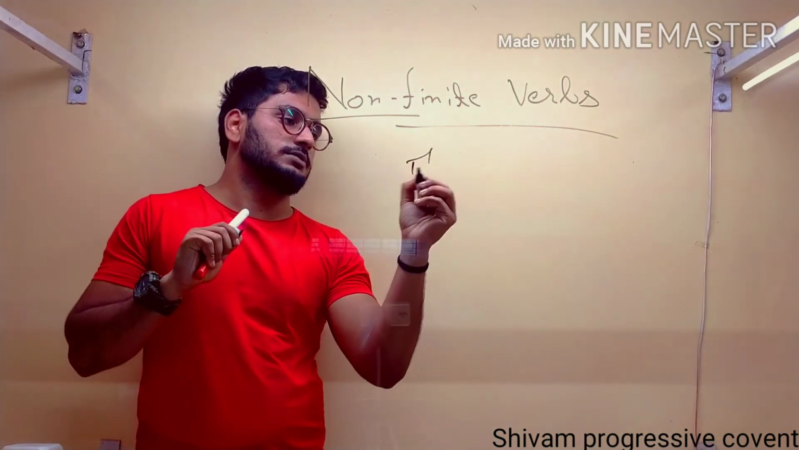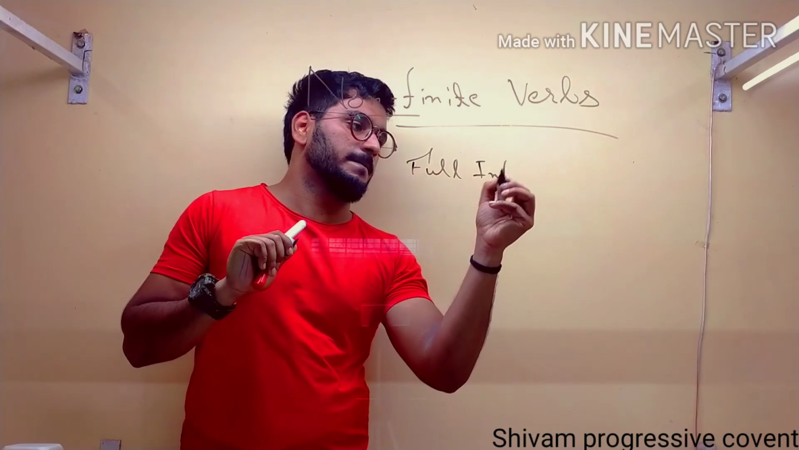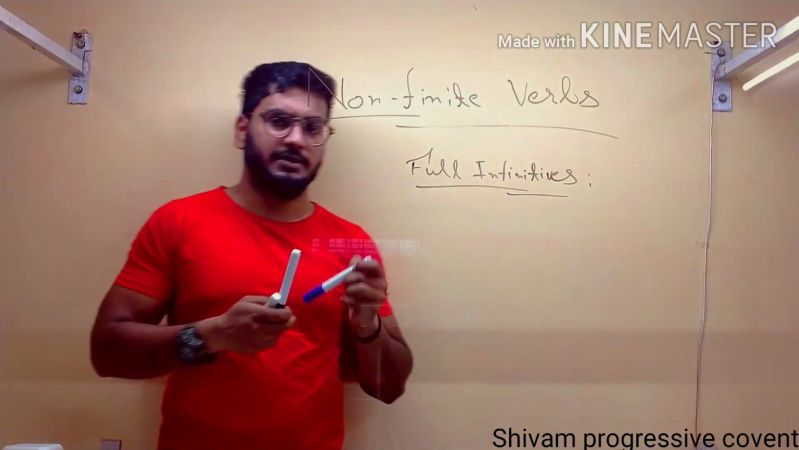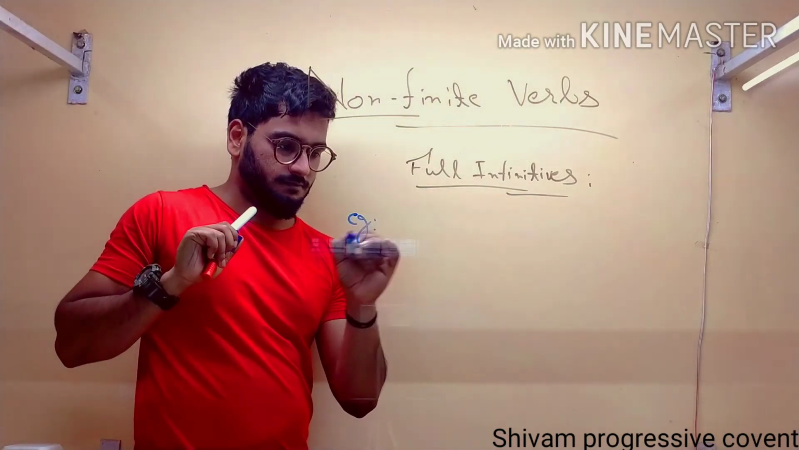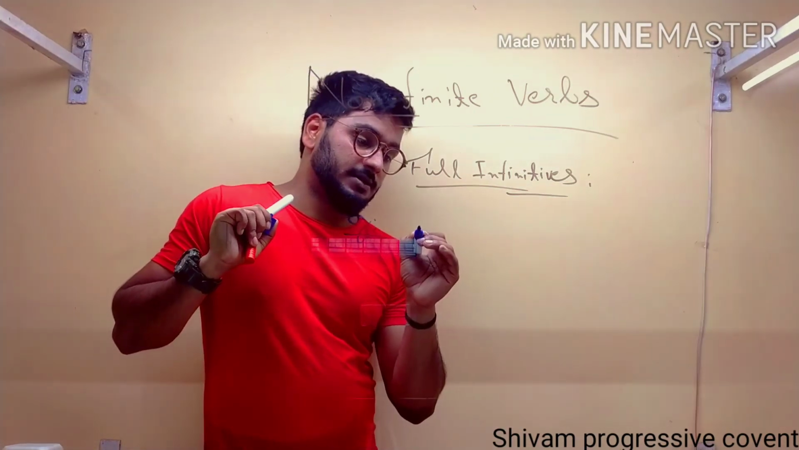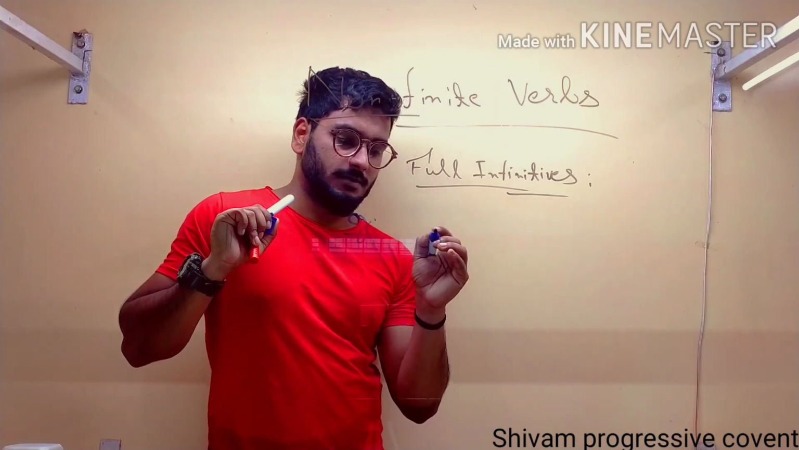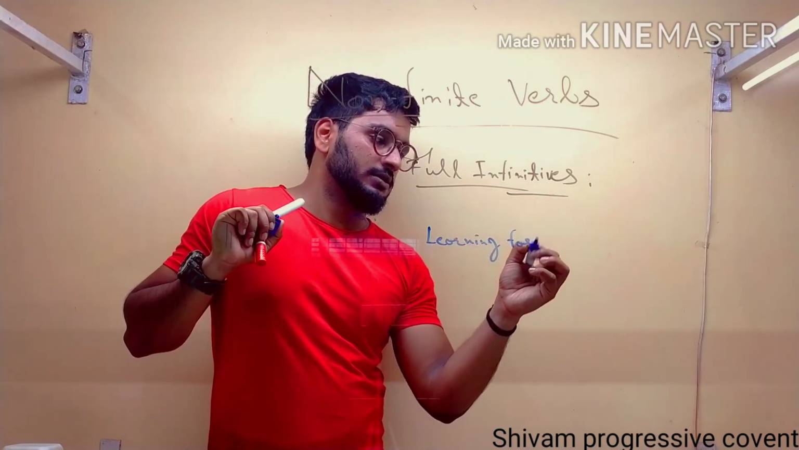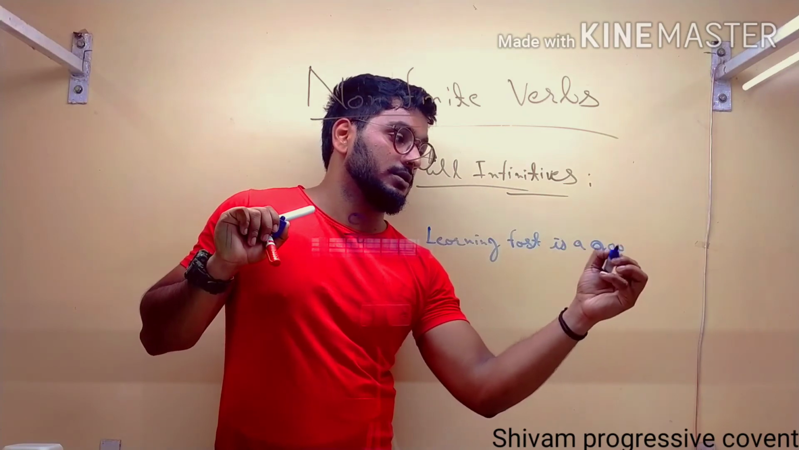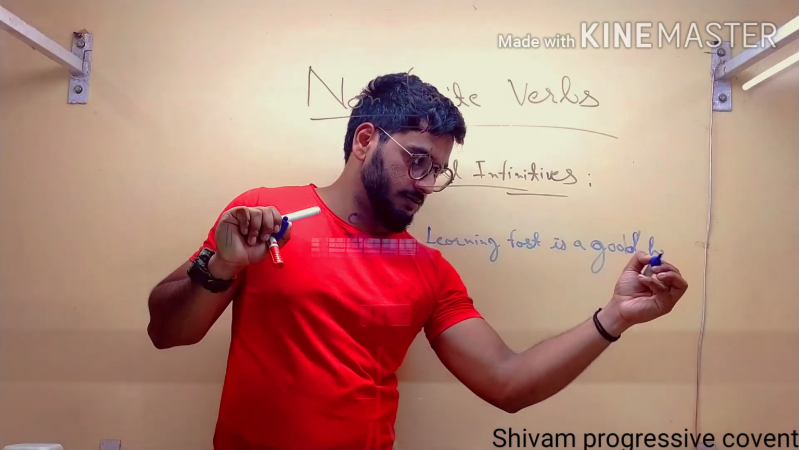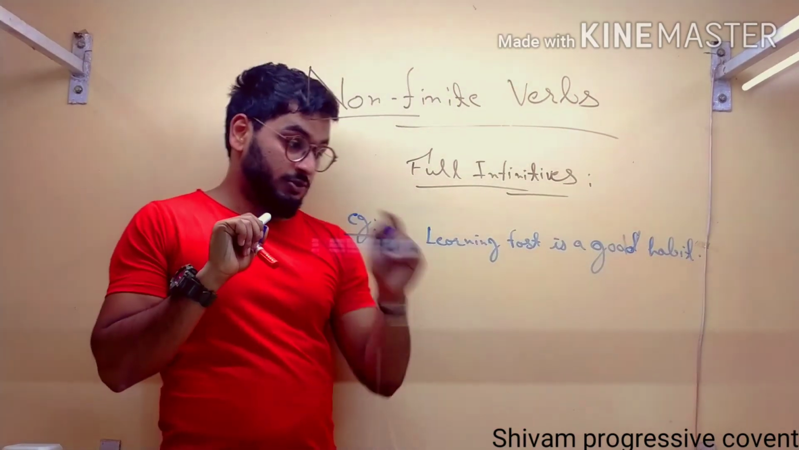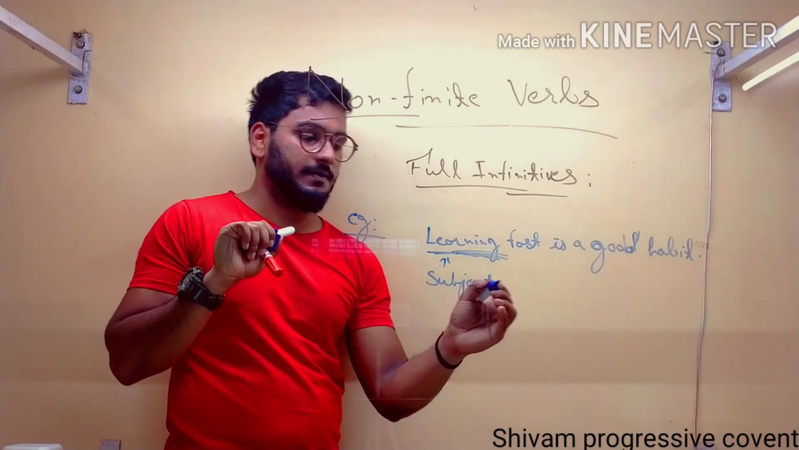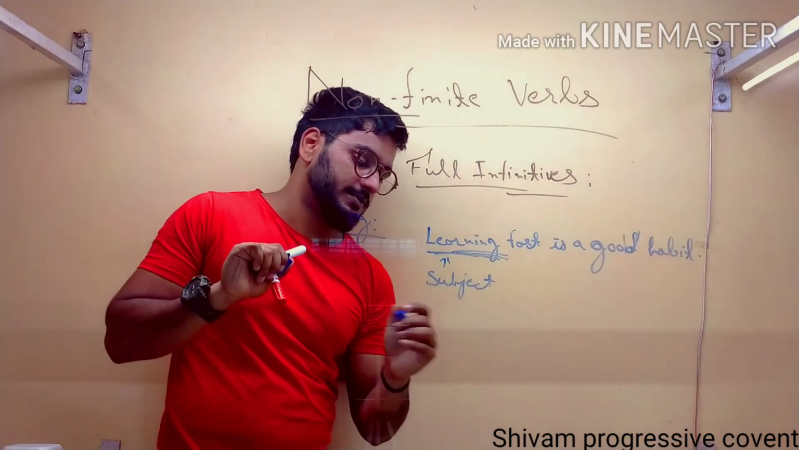So full infinitive, take some examples. When it is used as subject: learning fast is a good habit. So you can see here learning is what? Subject. So verb is used as subject. Another example.